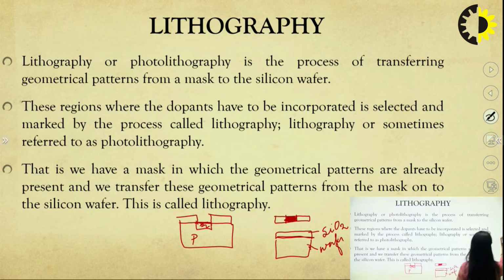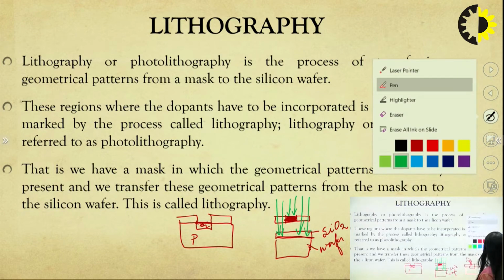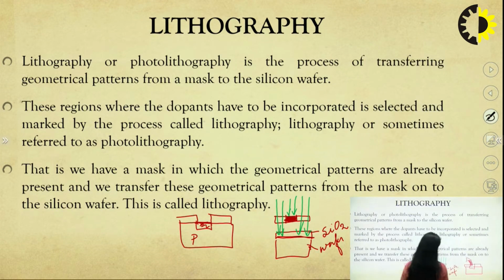So let us discuss what this mask will do. Let us allow sunlight to enter. This sunlight will enter, but it will not enter through the portion where the mask is opaque. Now I coat my silicon dioxide with a sensitive material, let's call it photoresist. I am coating this photoresist.